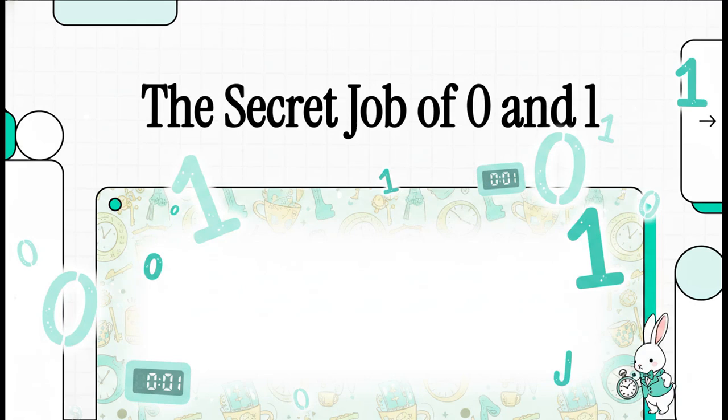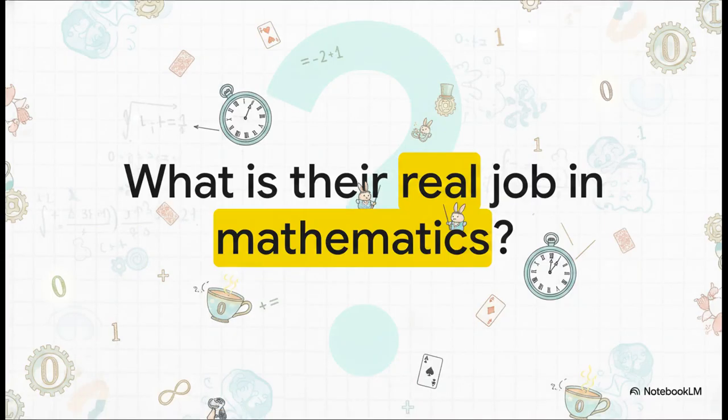All right, let's talk about two numbers you see literally all the time, 0 and 1. You probably think you know them inside and out, right? But they have this secret job, a really fundamental role that honestly makes most of mathematics work the way it does. So I gotta ask, what is their real job?